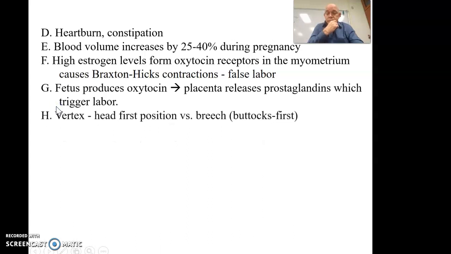Now, of concern is whether the baby is head first, or buttocks or feet first. It could be somewhere in between, but usually it's one end or the other because of the long oval shape of the body.